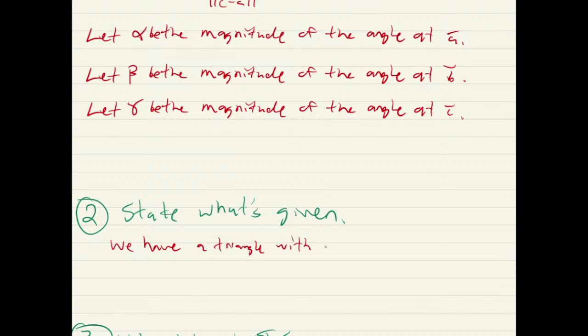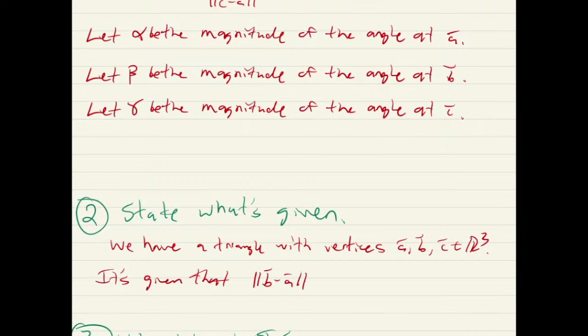With vertices A, B, and C. And it's given that the length of this side connecting A and B is equal to the length of the side connecting B and C. That's what's given. Okay, so we have to use that. We have to use that.